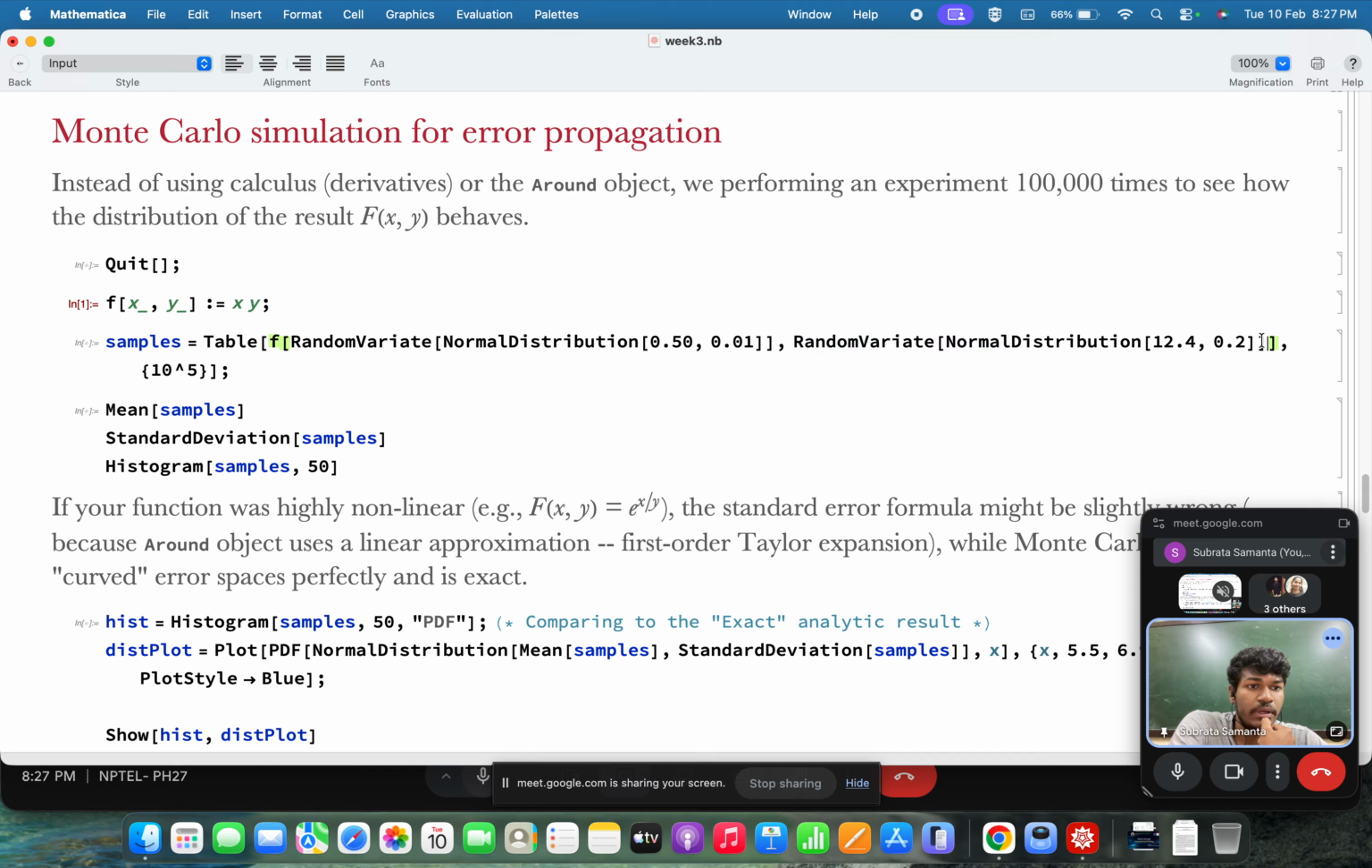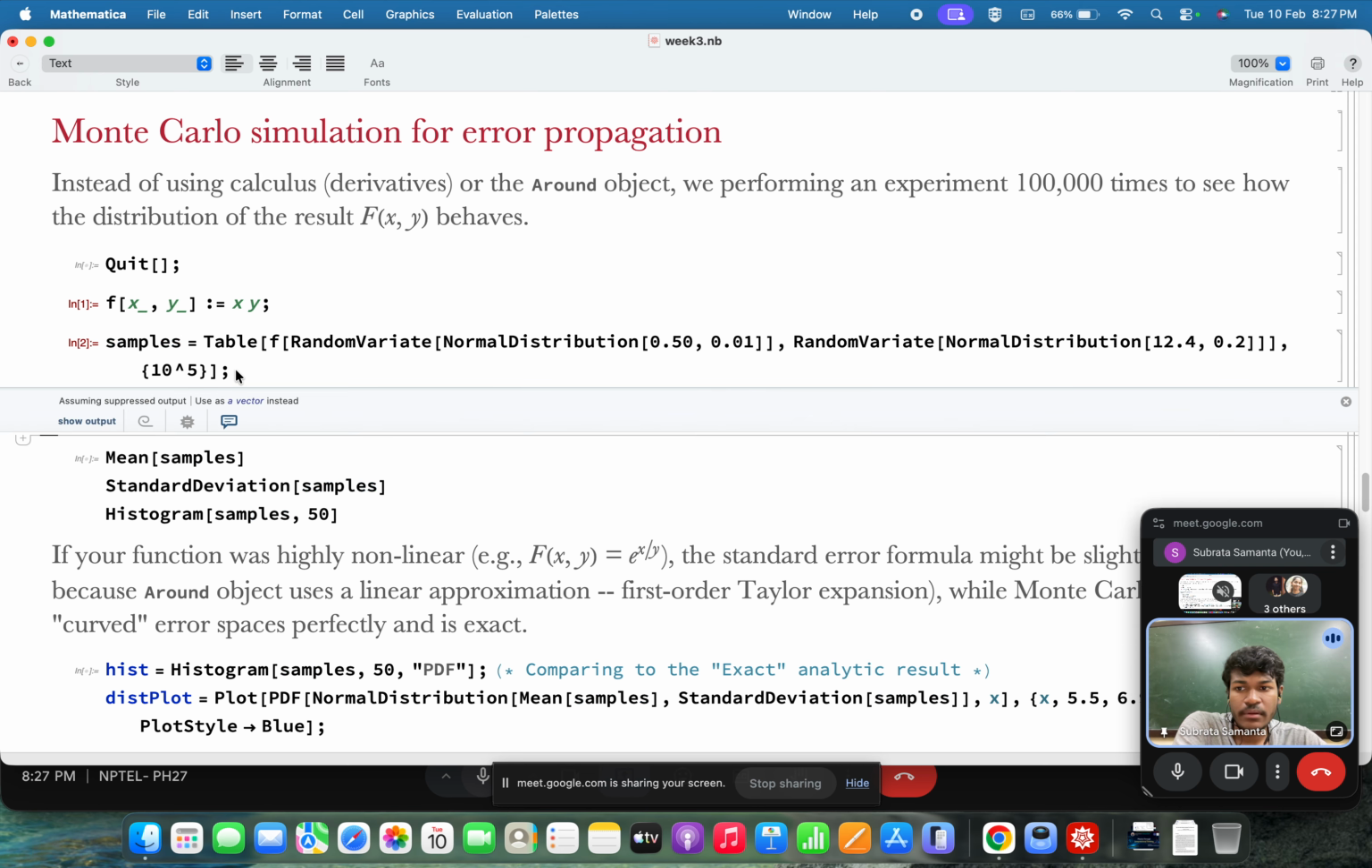I think I already discussed what these distributions are, and also I discussed the PDF for this. So, from these two distributions I assign some x and y randomly. This is my variables, and the function is basically x times y. And I generate 10 to the power 5 data points. So, this is my samples.